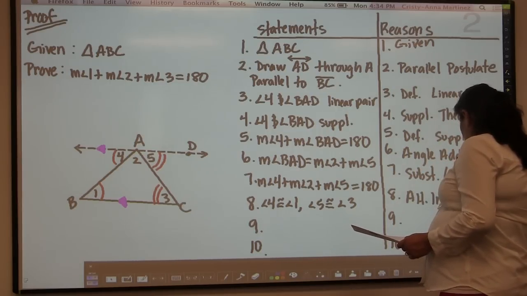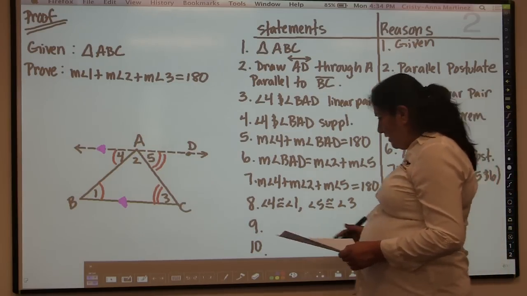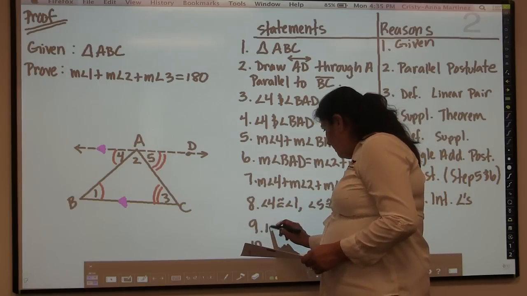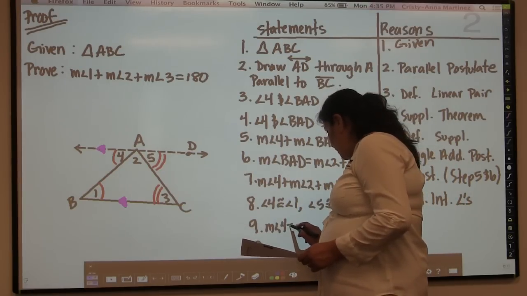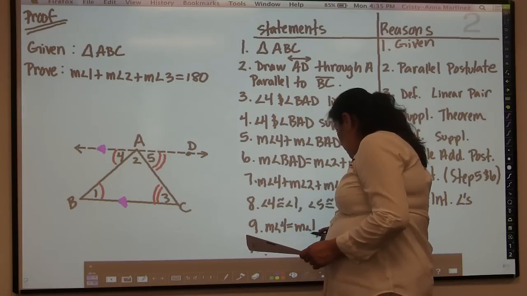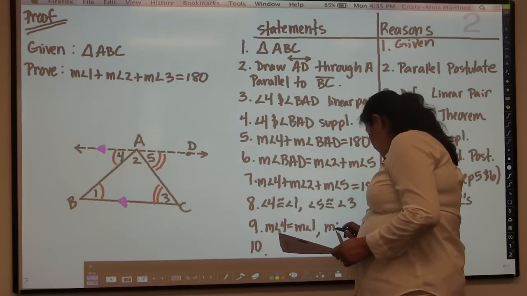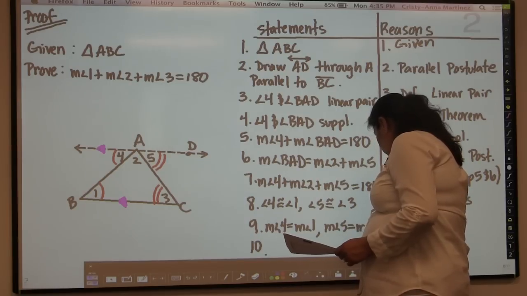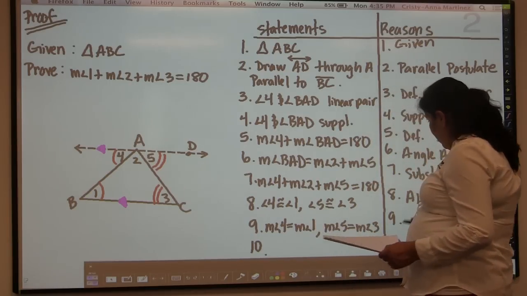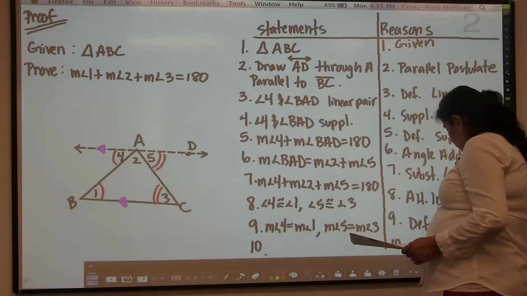interior angles theorem. And then in step 9, if the angles are congruent, then that means that the measurement of angle 4 equals the measurement of angle 1, and also that the measurement of angle 5 equals the measurement of angle 3, and that is by definition of congruence.